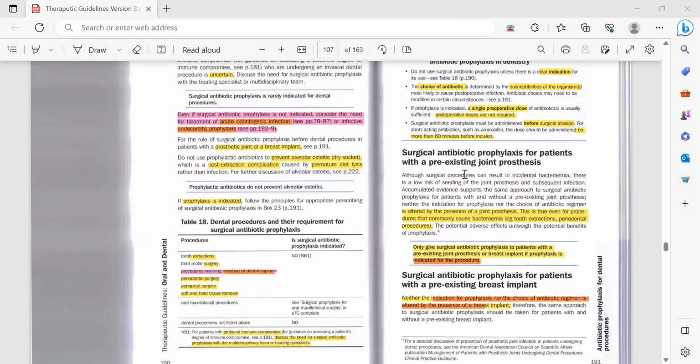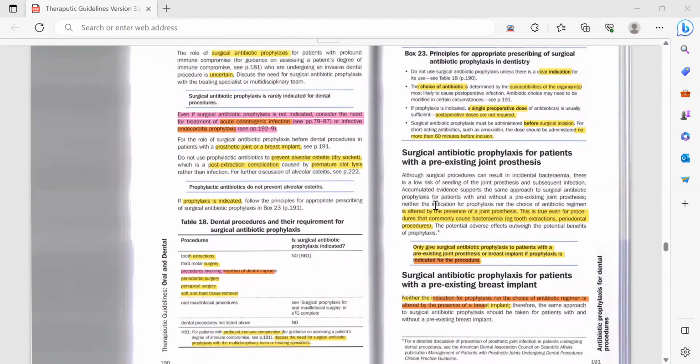So, even if the patient has any pre-existing joint prosthesis or any pre-existing breast implant, you should treat them like a normal patient. If there is any indication to prescribe the antibiotic in the normal patient, then only you would prescribe them. There is no such thing that it would make them more prone to getting the infection and you need to prescribe the antibiotics for them.